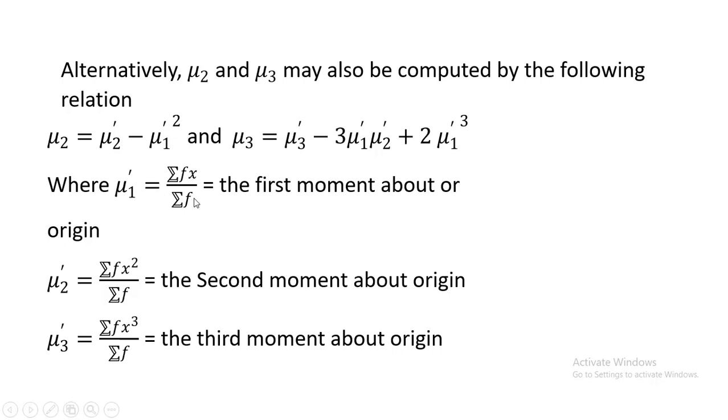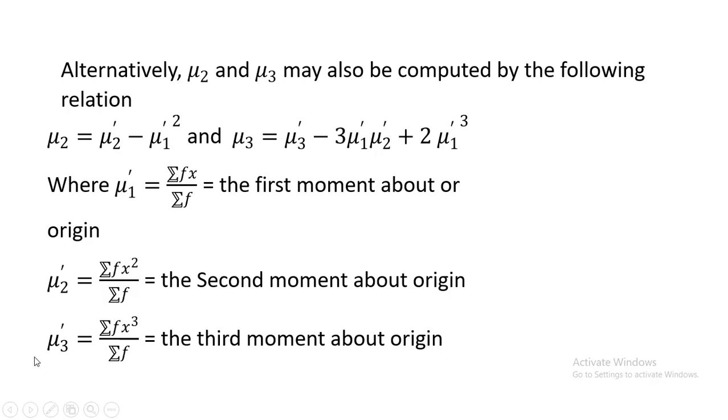mu1 prime equals summation fx divided by sum of f, mu2 prime equals summation fx square divided by sum of f, mu3 prime equals summation fx cube upon sum of f. Now as we go further, for mu4 the value will be summation fx to the power 4 upon sum of f.